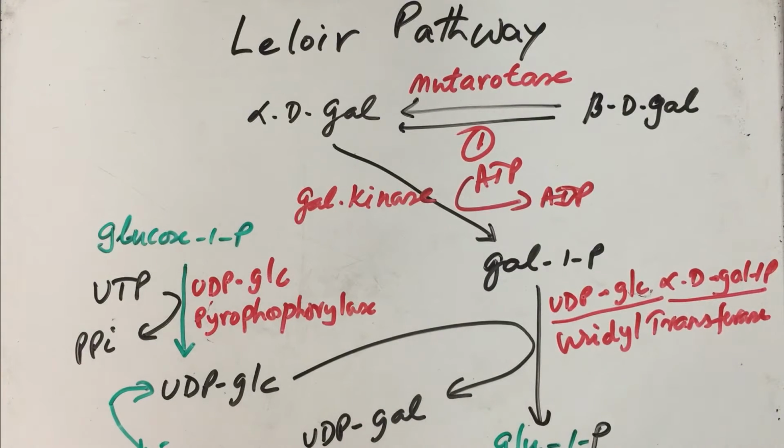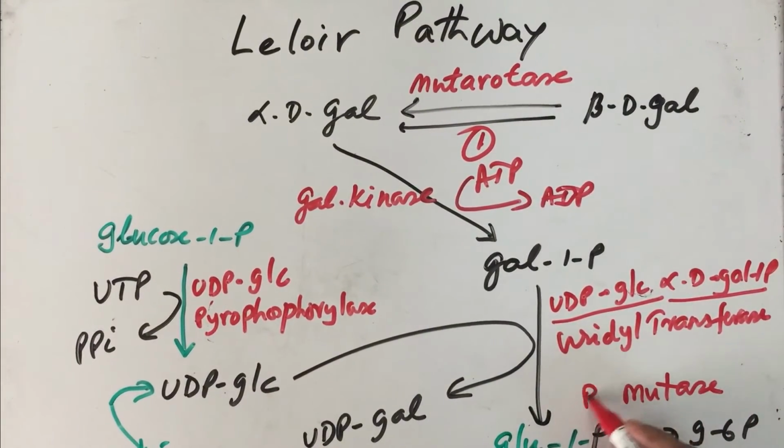So we are left with glucose 1-phosphate. And now you know that glucose 1-phosphate can be converted to glucose 6-phosphate, and the name of the enzyme is phosphoglucomutase. Phosphoglucomutase is the enzyme, because it is shifting the phosphate group from the 1st position to the 6th position. It is an isomerization reaction.